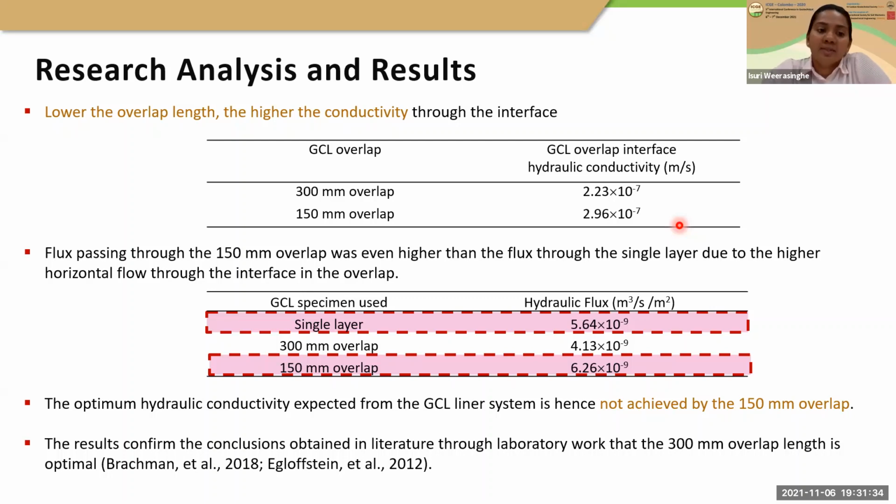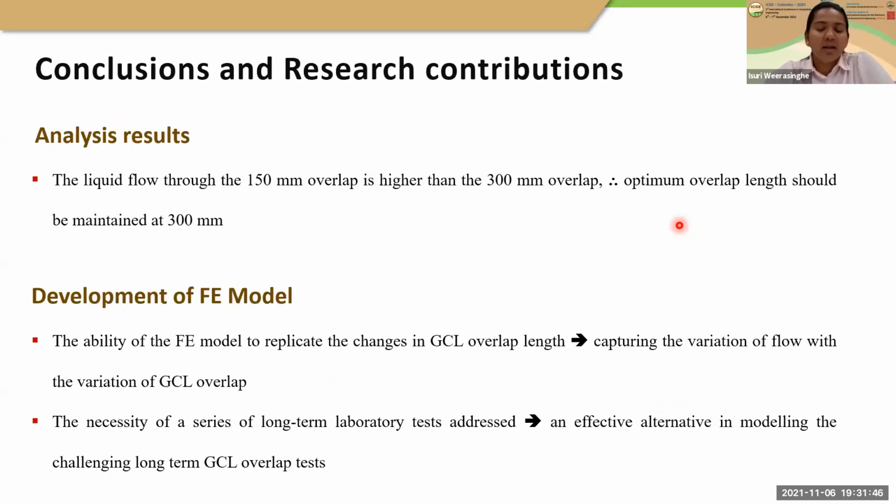Further to that, it was confirmed that the conclusion obtained in the literature, that the 300 millimeter overlap length is optimal, was confirmed again by this research. So with this research study, we concluded that the liquid flow through the 150 millimeter overlap was higher than the 300 millimeter overlap, and therefore the optimum overlap length should be maintained at least 300 millimeters. With the development of the FE model, we observed the ability of the FE model to replicate the changes in the GCL overlap length, capturing the variation of liquid flow with the variation of GCL overlap.